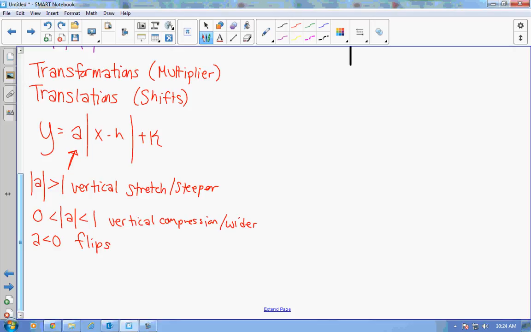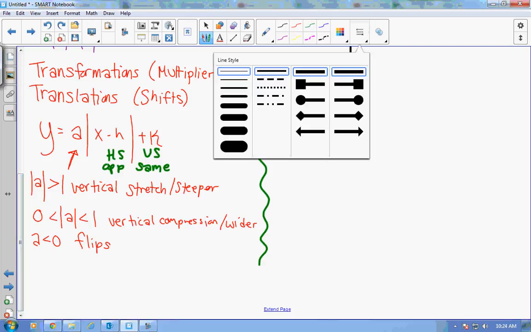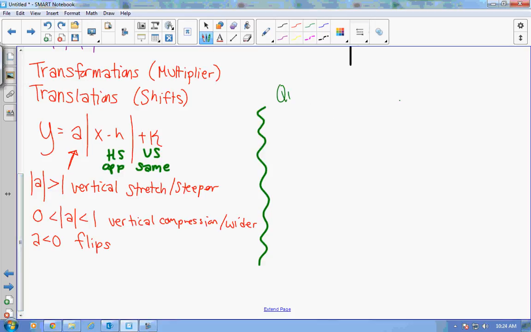Same effects. So we have horizontal shift, vertical shift, opposite, same. So it's really nothing new today other than a new type of function, but it behaves the same way. So that's the absolute value. Our quadratic function is y equals a times x minus h all squared plus k.